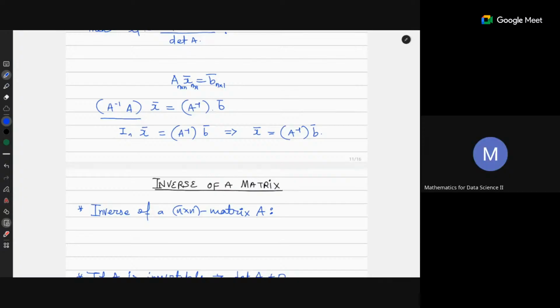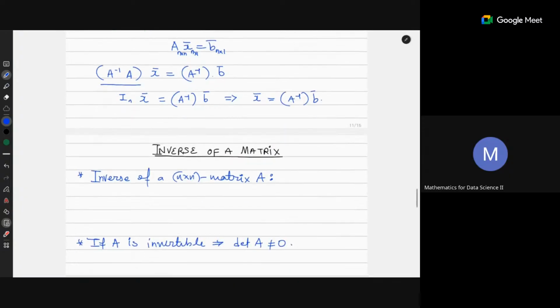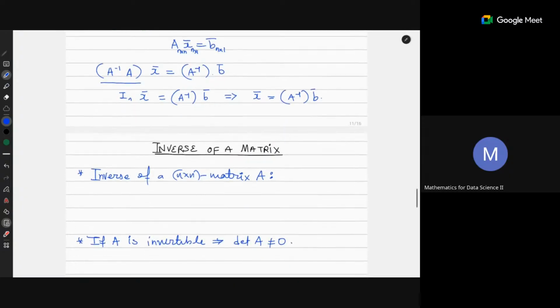Now let me first start with the definition of the inverse of a matrix. It seems like you have not seen this. If you do not recall it, let me write down the definition. This is another way to find the solution.